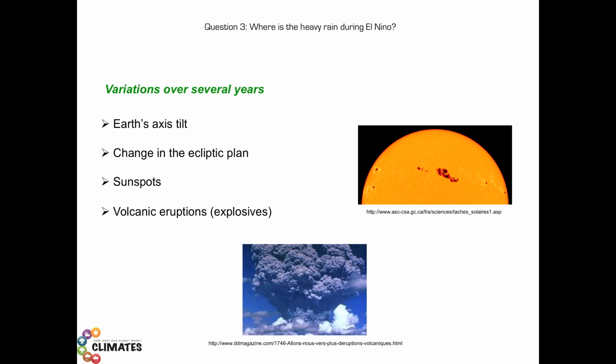Climate can also vary over several years, thousands or million years. These climatic variations can be due to several reasons. The change in the Earth's axis tilt, the change in the ecliptic plane orientation, the variation in the sunspot activities, the appearance of volcanic eruptions, especially explosive ones, that will eject into the atmosphere gas and fragments. This will limit the sun radiation arriving at the Earth's surface.